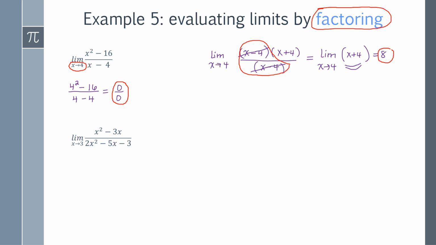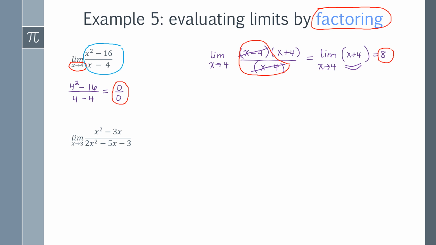And if you were to graph the original function, x squared minus 16 over x minus 4, it's actually just going to be a straight line with a hole at x equal to 4. You can check it, you can graph it using Desmos. So that's your first example. Let's take a look at a similar example.